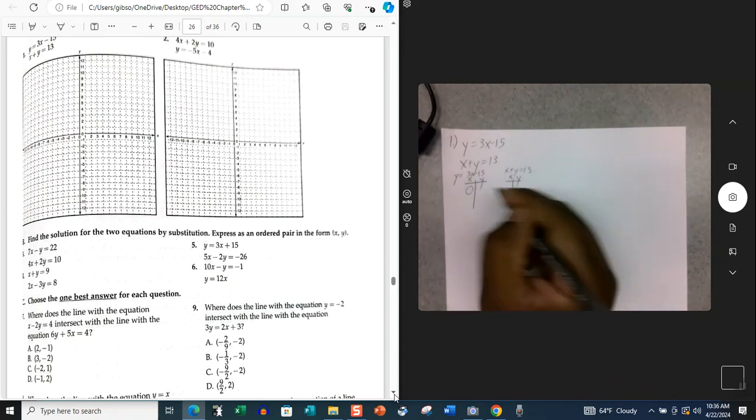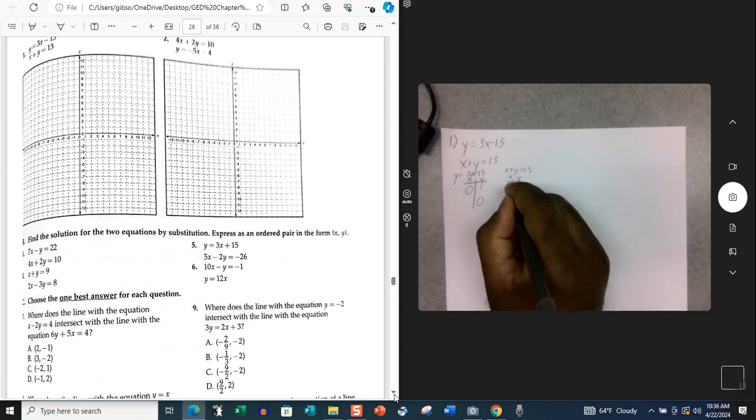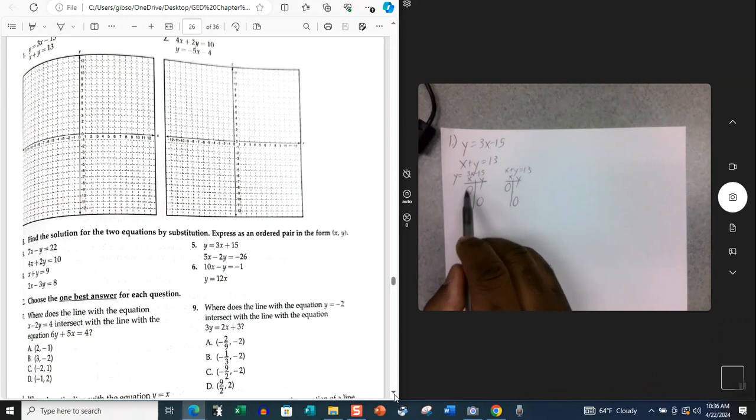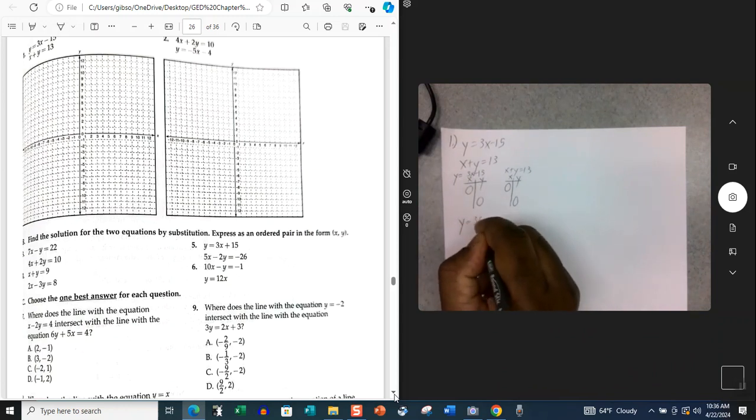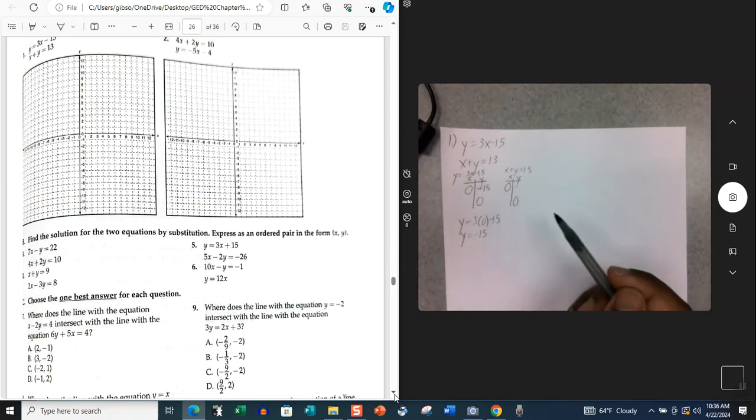So here we're going to make x 0, and then the second ordered pair we're going to make y 0, and the same here. So we go through and substitute. When x is 0, we have y equals 3 times 0 minus 15. y is equal to negative 15. So when x is 0, y is negative 15.